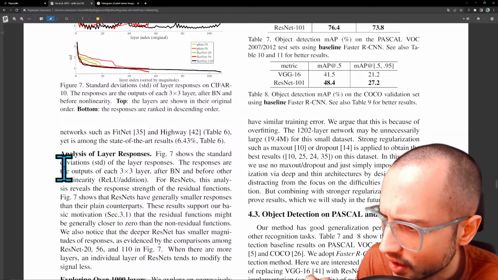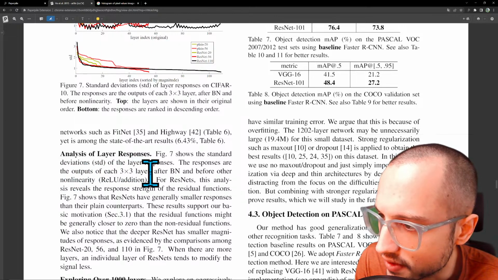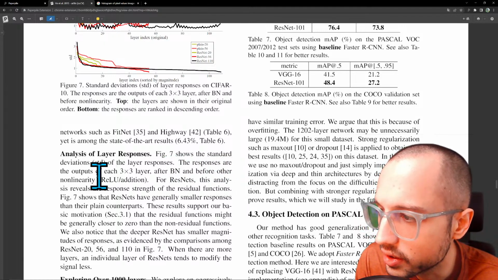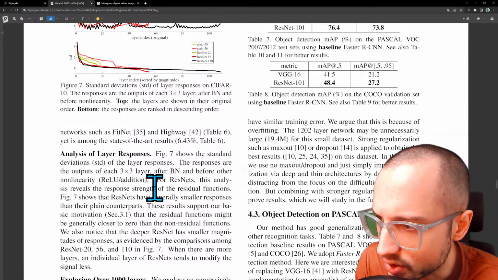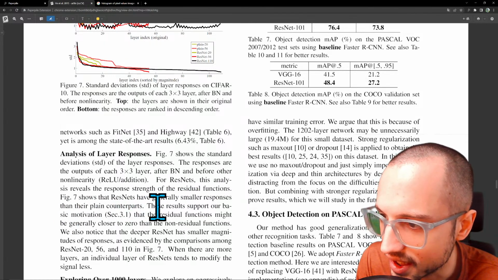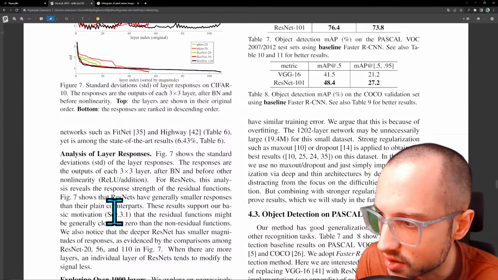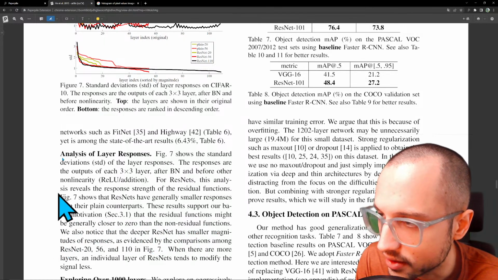The responses show the standard deviations of each of the layer responses. The responses are the outputs of each 3x3 conv layer, after batch norm and before the nonlinearity, or the ReLU in this case. For ResNets, this analysis reveals the response strength of the residual functions. ResNets have generally smaller responses than their plain counterparts. These results support our basic motivation that the residual functions might be generally closer to 0 than the non-residual functions. We also notice that deeper ResNet has smaller magnitudes of responses.